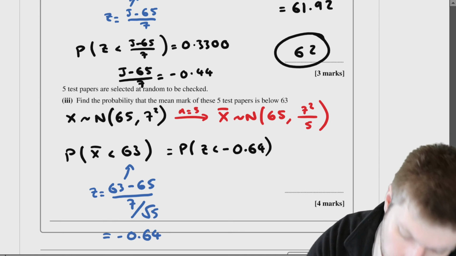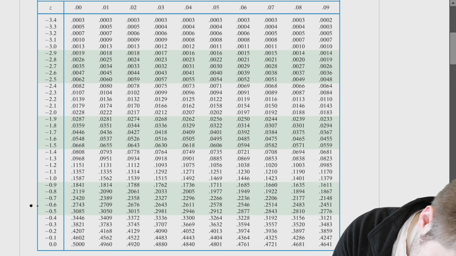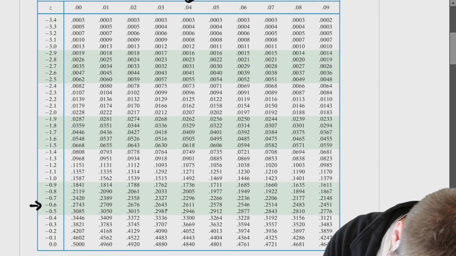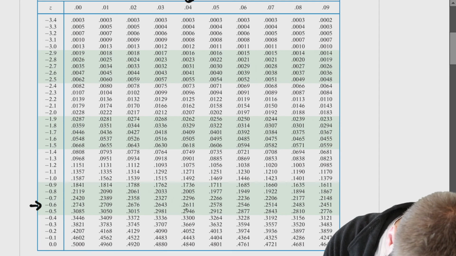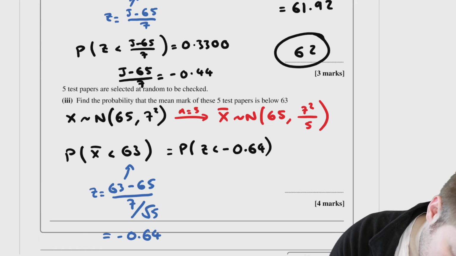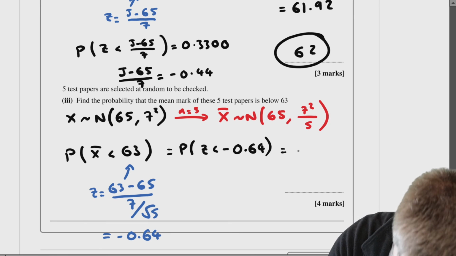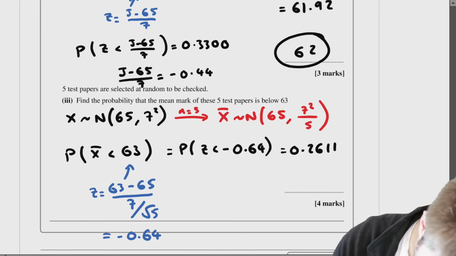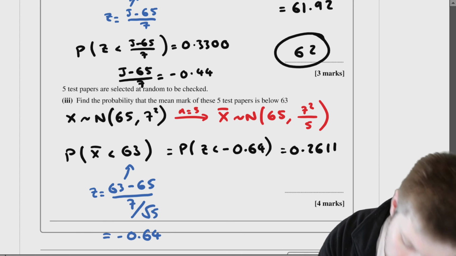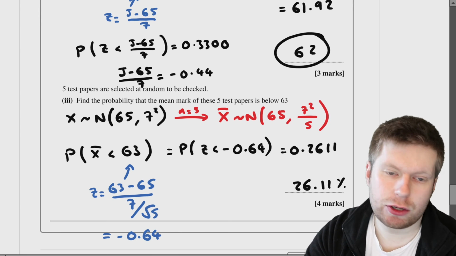Okay, so if I look for negative 0.64 in my tables, so there's negative 0.6, and I'm looking for the 0.64. So therefore, negative 0.64 is there. So 0.2611. Okay, so 0.2611. I could leave it as 0.2611. I'm going to leave it as 26.11%. I think that is fine. Okay, so there's your answer.